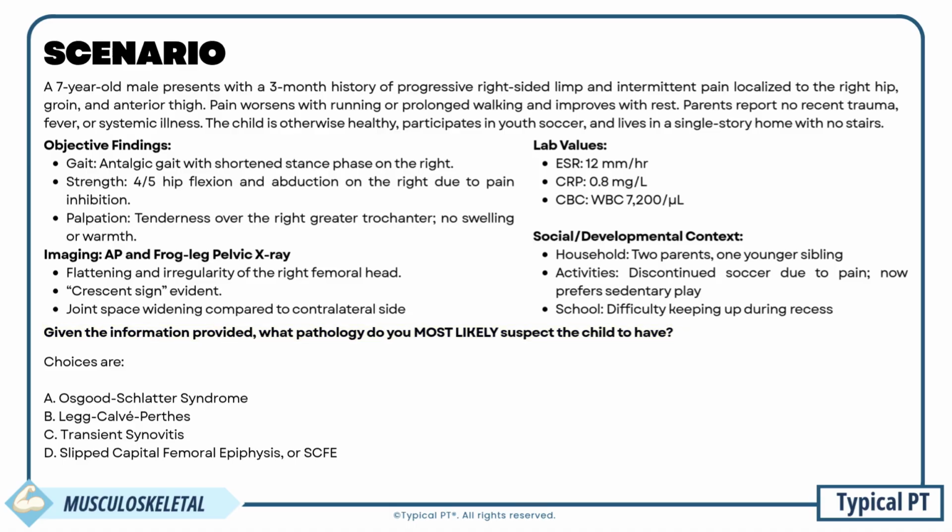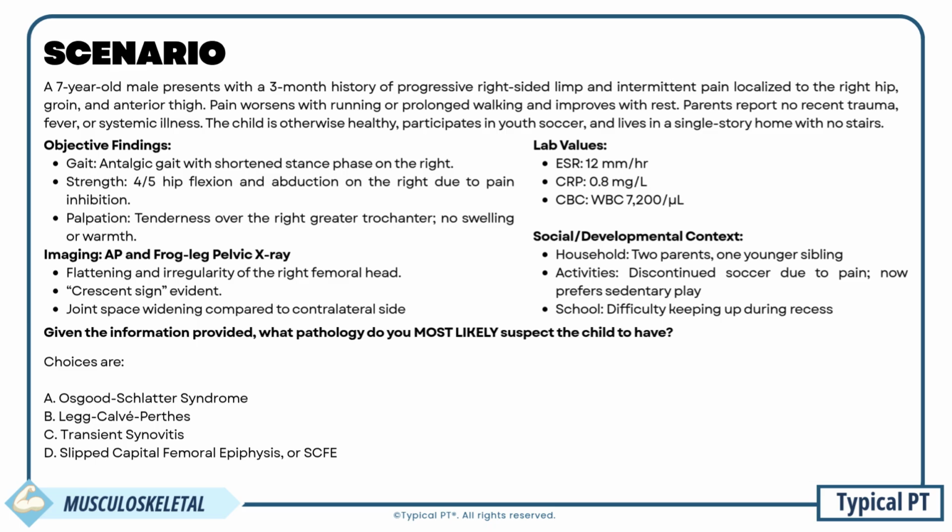Let's look at our options. A. Osgood-Schlatter syndrome. B. Legg-Calvé-Perthes. C. Transient synovitis. D. Slipped capital femoral epiphysis or SCFE. Alright, pause the video now and try to answer this question on your own. Once you're done, hit play again and let's check if you got it right.